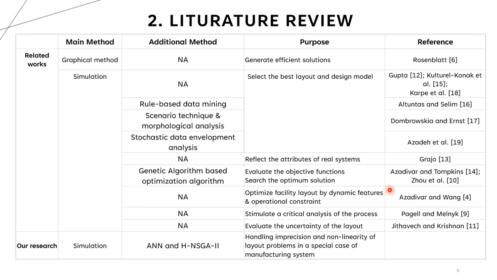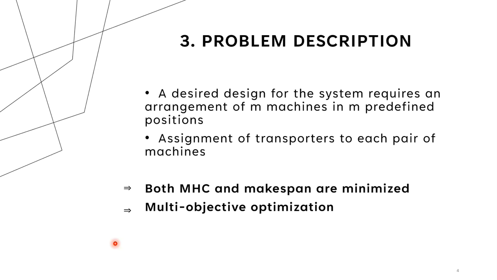And now I will show you some related work that researchers showed and referenced. After learning the pros and cons of the study, the author brings a very new optimization approach for handling imprecision and nonlinearity of layout problem in some special case of a manufacturing system by integrating simulation, ANN, and HGA2. So now my friend will continue to deep dive into this paper's detailed problem.